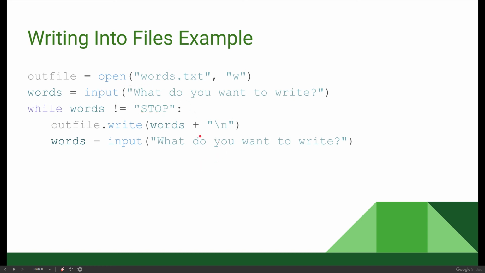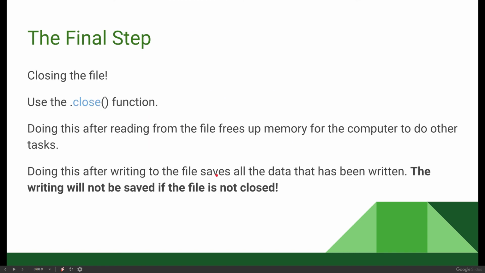Alright, so that's step 1 and 2, opening and then reading or writing. Step 3, our last step, is closing the file. And we do that with the file variable .close function. When we are reading, that's just going to free up some memory for the computer to do other tasks. When we close the file variable after writing to it, that will save the data that has been written.